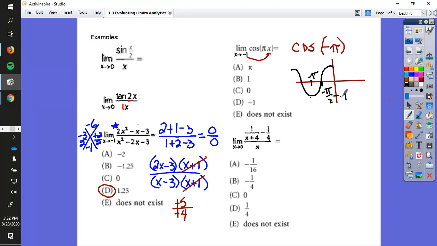Well, our range is -1 to 1. So this is going to be -1. That's what it is. Okay. And it's just direct substitution. So D is our answer, -1. Now look at the last one.